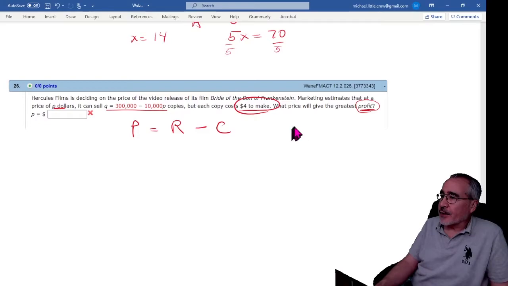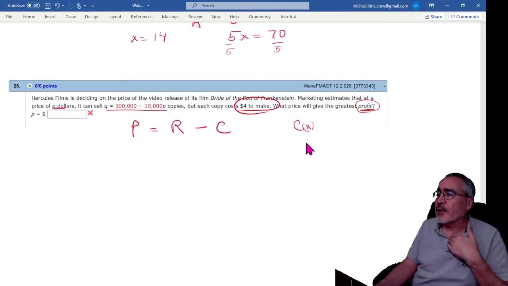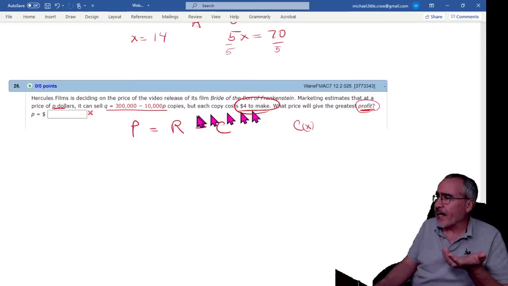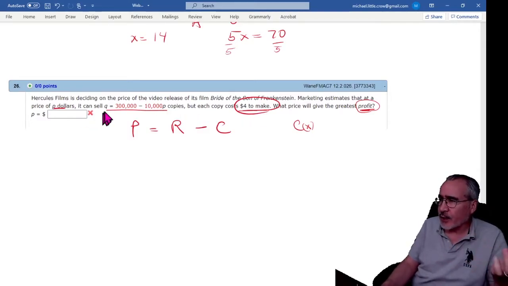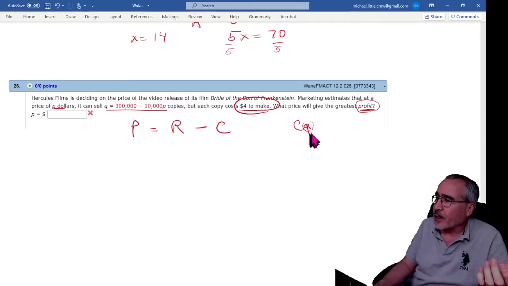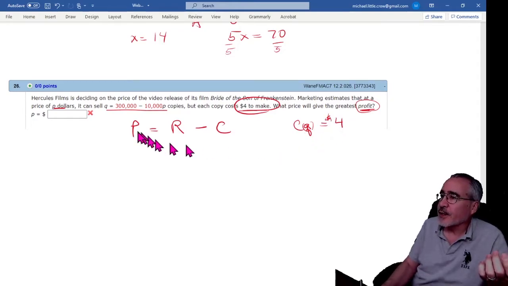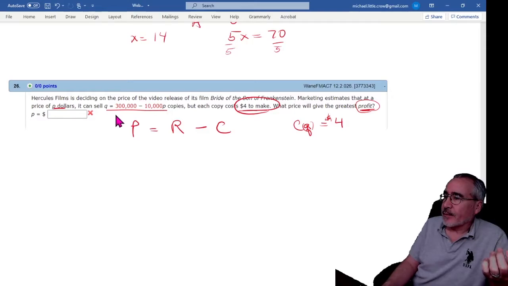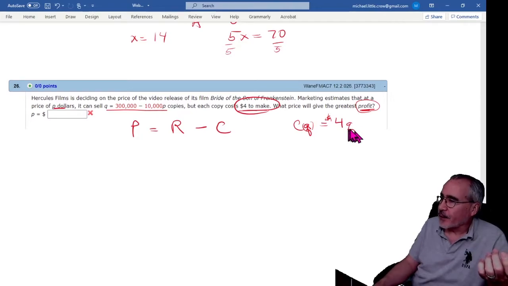This is going to be our cost function, and they don't tell us any fixed costs or anything, but we do know the cost function. P is the price. However many we make, Q is the quantity we're going to sell. So I guess we would probably make as many as we're going to sell. So however many we sell, this is going to cost us $4 each. So that's a Q function, the cost for Q.